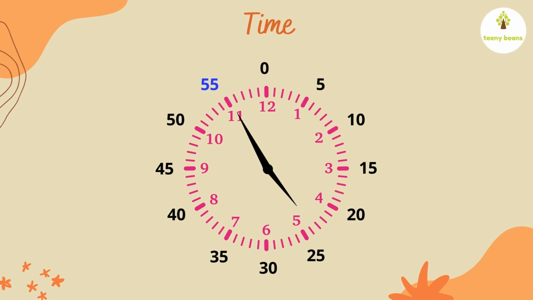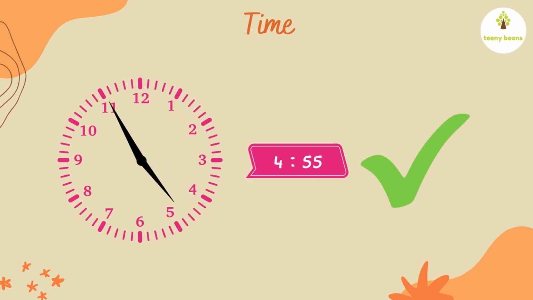So, when the minute hand is on 1, it corresponds to 5 minutes. When the minute hand is on 2, it corresponds to 10 minutes. 3, 15 minutes, 4, 20 minutes, 5, 25 minutes, 6, 30 minutes, 7, 35 minutes, 8, 40 minutes, 9, 45 minutes, 10, 50 minutes, and 11, 55 minutes. So, with the minute hand on 11, how many minutes do you think it is? 55 minutes. That's right. So, the time is 4:55.